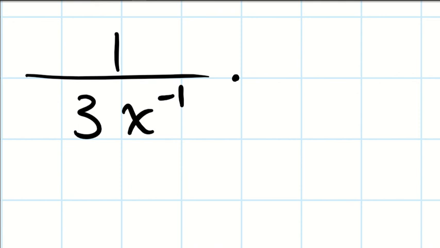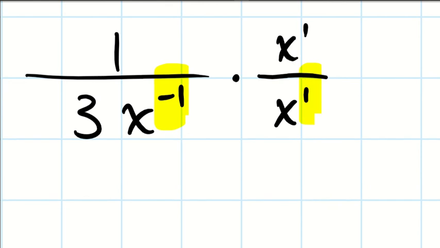I can always multiply by the number 1. If I multiply by the number 1, I don't change a thing. So if I want to, I can multiply by the number 1 in the form of x over x. And the reason I selected x over x is because this negative 1 and this x to the positive 1, when I combine those, become x to the 0 power, and x to the 0 power equals the number 1.